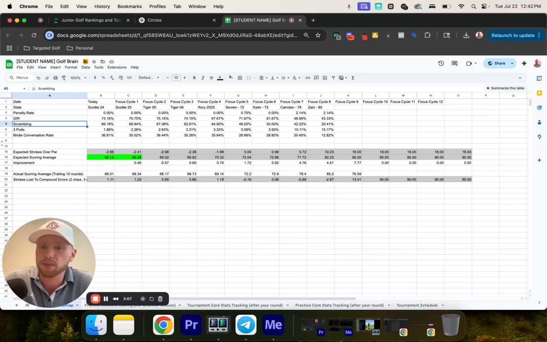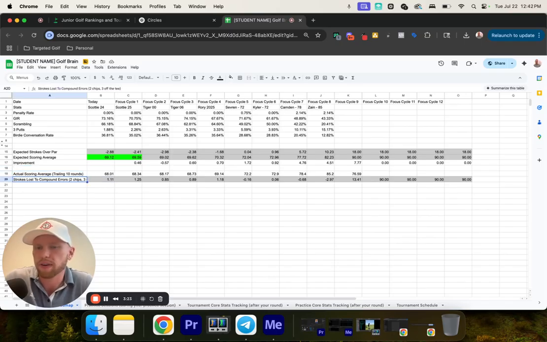Scrambling really just helps us understand what happens when we do miss the green. Three putting: how many times are we giving away shots once we're on the green? Birdie conversion rate: when we do hit the green, how often are we making birdie? And then, what do we actually shoot?